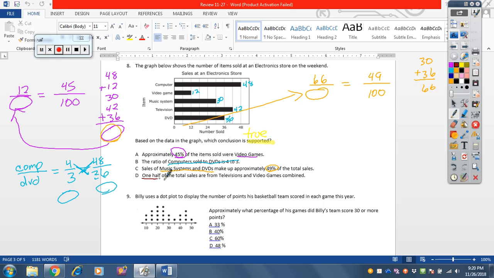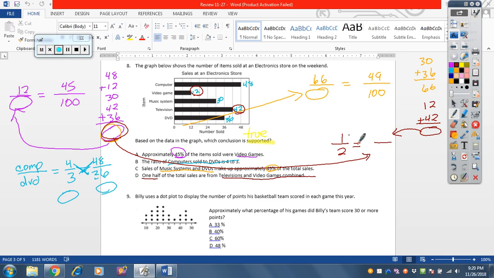D says 1/2 of the total sales are from television and video games combined. 1/2 looks like this. Same thing for your total. And you are looking for television and video games. So you have 12 plus 42. If you cross product and they're equal, it's true.